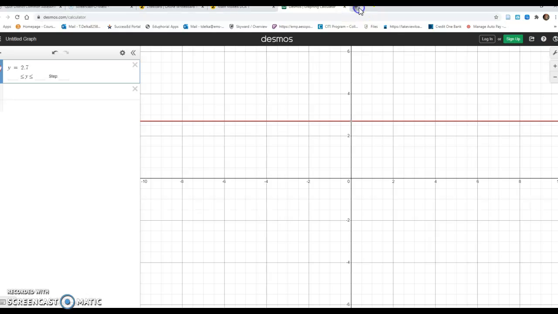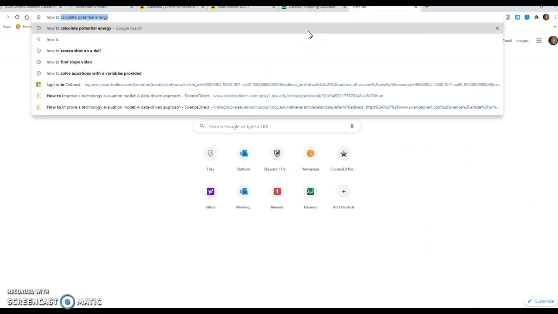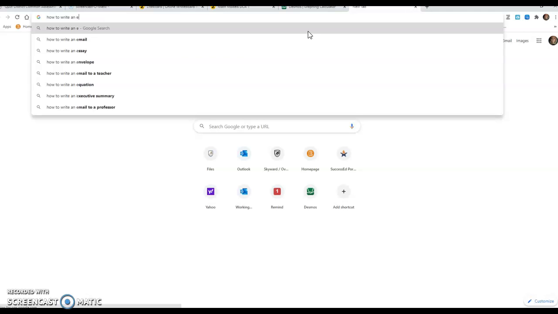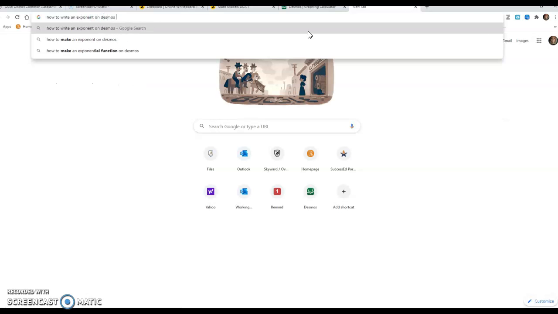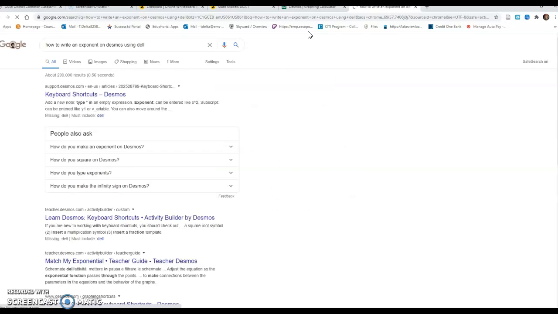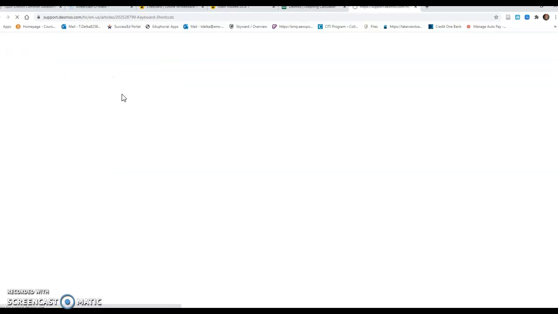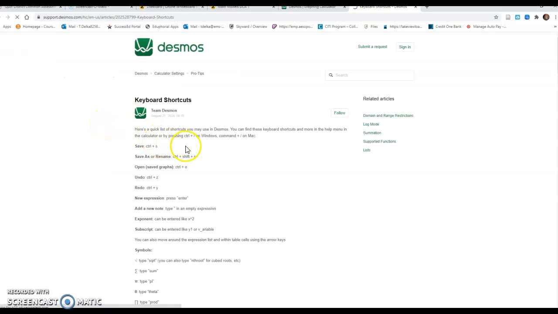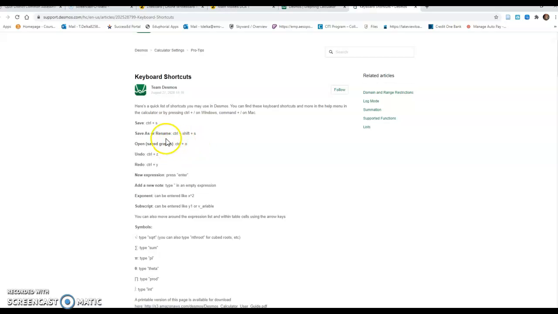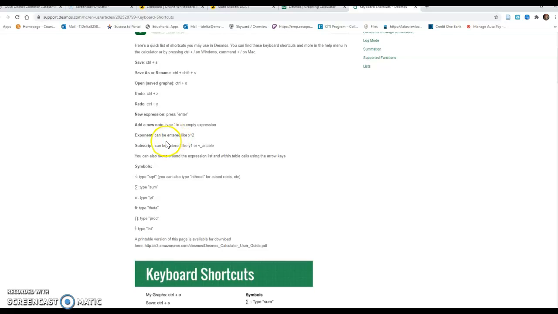Okay, I tell you one thing and then I'm not doing it. How to write an exponent on Desmos using Del. Yep, keyboard shortcuts. Okay, so it says some shortcuts, new expression, add an exponent. It can be entered like x to the power of 2. Yes, but how do I do that? Because that is not on here. Oh, yes it is.